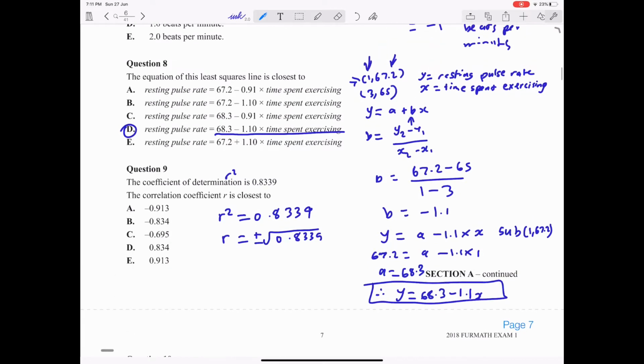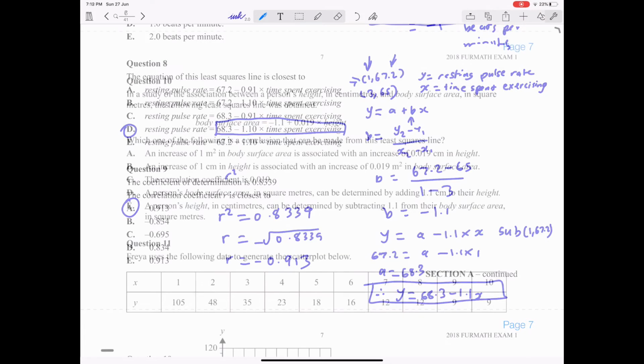So we look at the equation that we found from question 8. We know the equation is resting pulse rate equals 68.3 minus 1.1 times time spent exercising. The gradient is -1.1. That's a negative value. So therefore the correlation coefficient would be a negative value because the gradient is obviously negative. So if you put that in your calculator, you'll find the correlation coefficient. So therefore R equals -0.913. So therefore A is the correct answer.